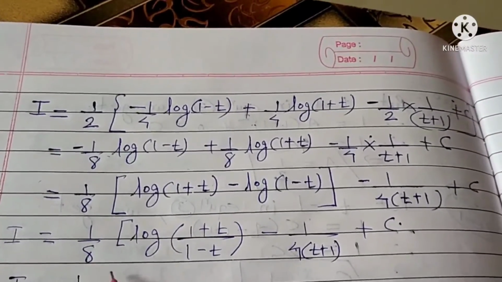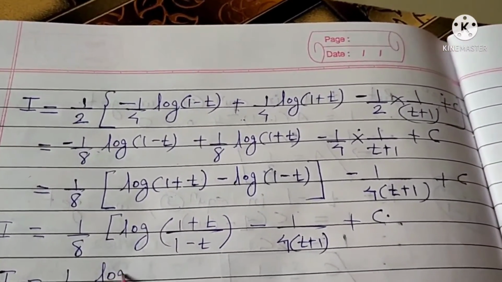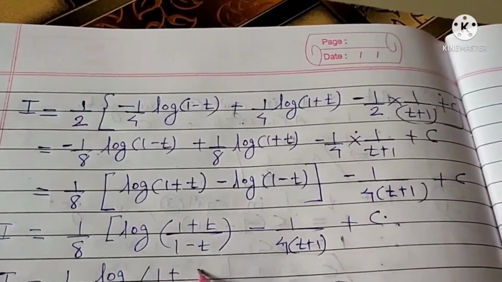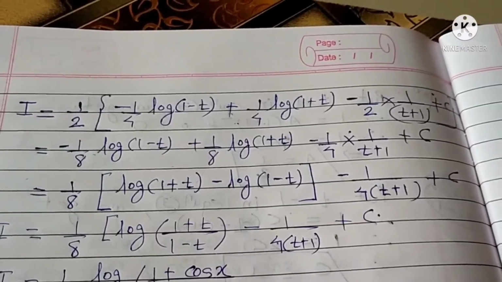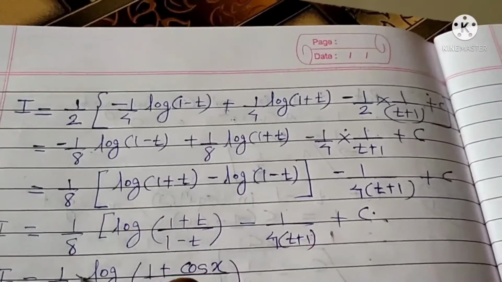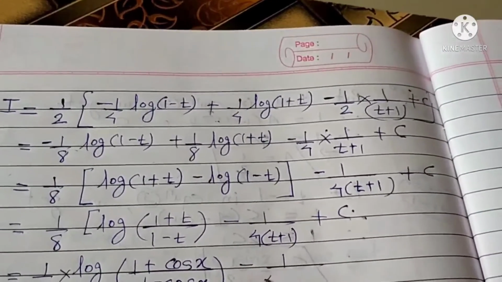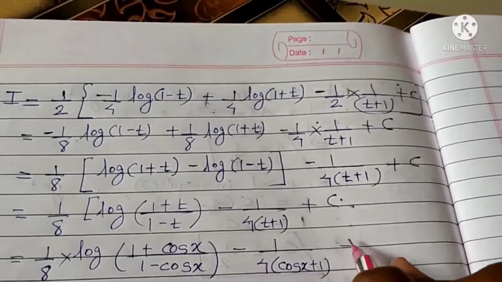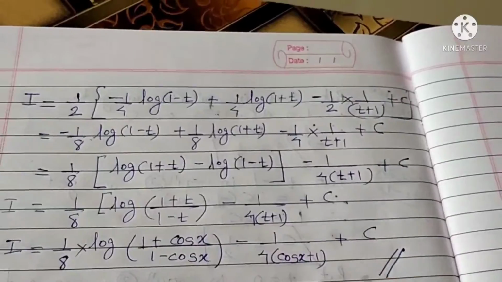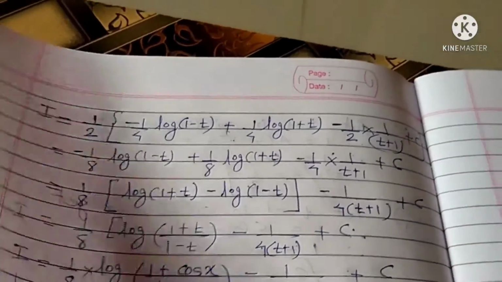We substituted t = cos x, or cos x is equal to t. So we have to put here log of (1+cos x)/(1−cos x) minus 1 upon 4 times (cos x + 1) plus c. So this is our answer. Observe that example.